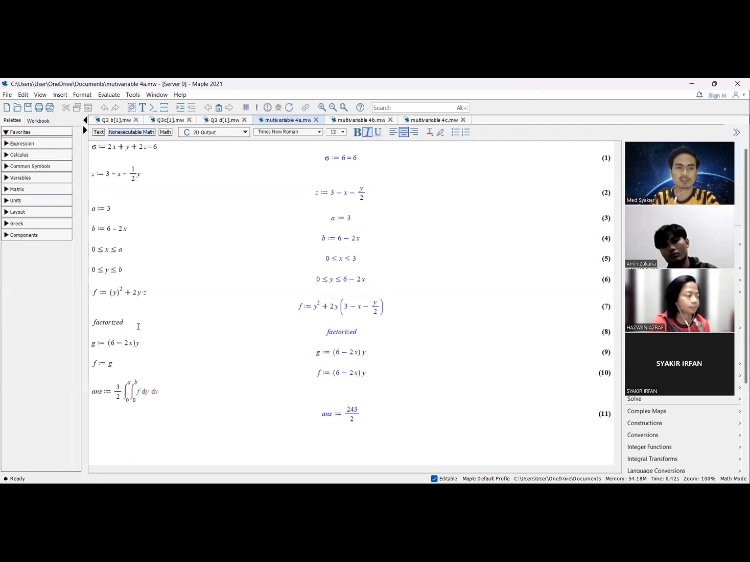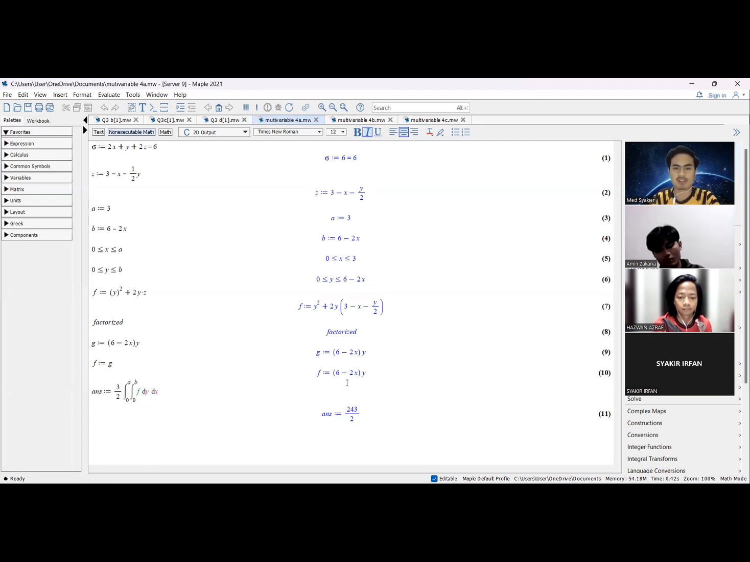Then we have to factorize g equal to 6 minus 2x times y. And then f equals g. And then we get f equal to 6 times (6 minus 2x) y. And then for the answer, we have to integrate, which is 3 over 2 times the integral from 0 to a, and the second integral from 0 to b, of f dy dx.